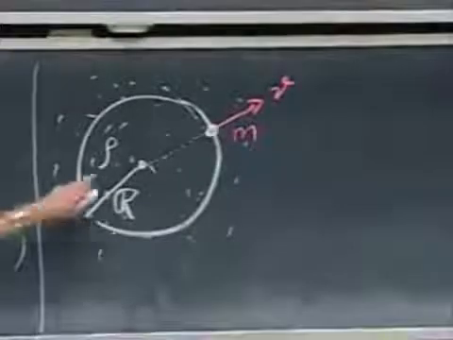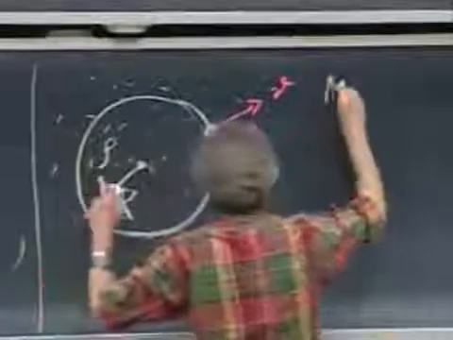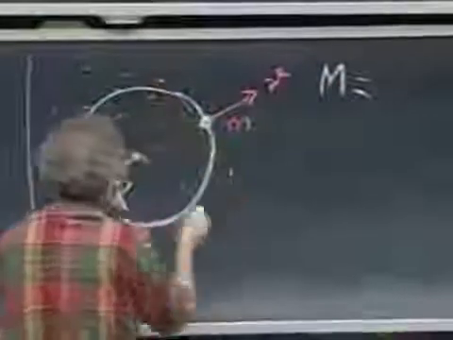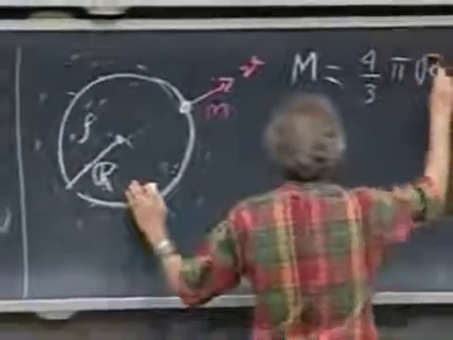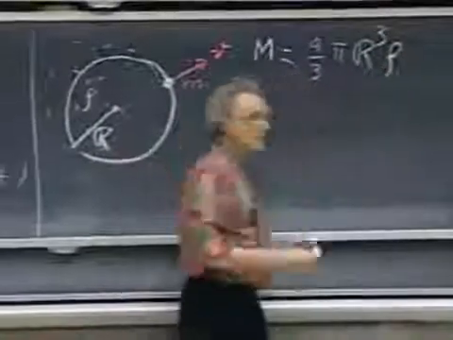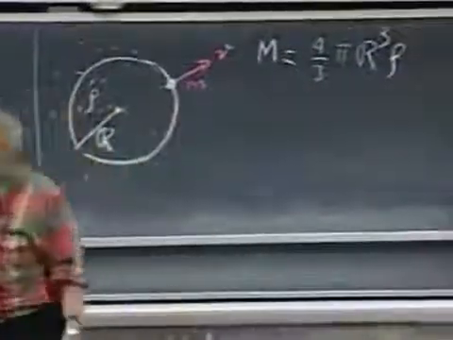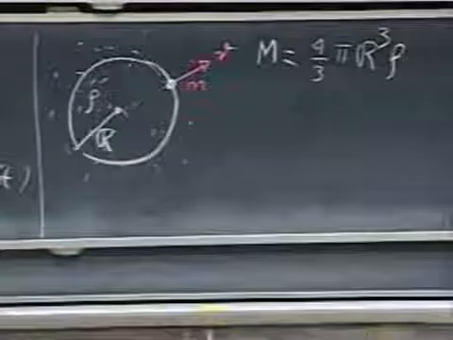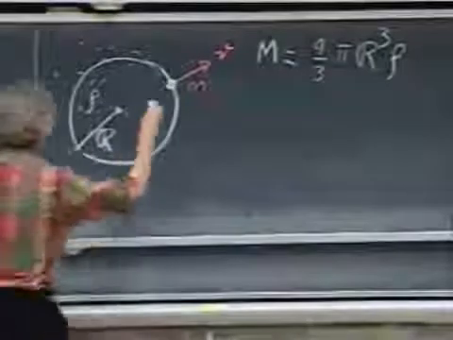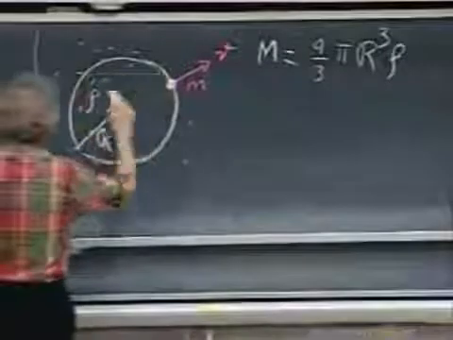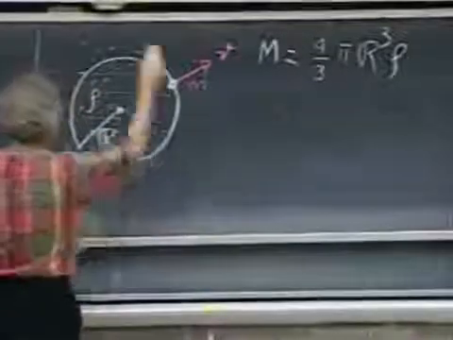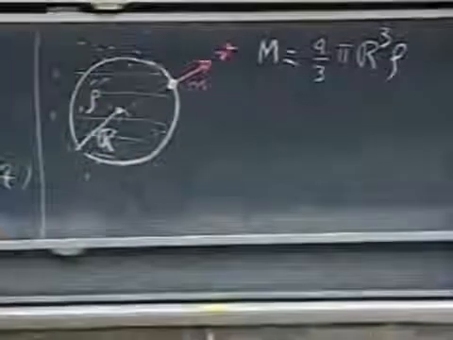The mass inside this sphere, capital M, is 4/3 pi r cubed times rho. It's the average density, right? Now we know from Newton that the force that this galaxy will experience is only determined by the mass inside this sphere and not by the mass outside the sphere.